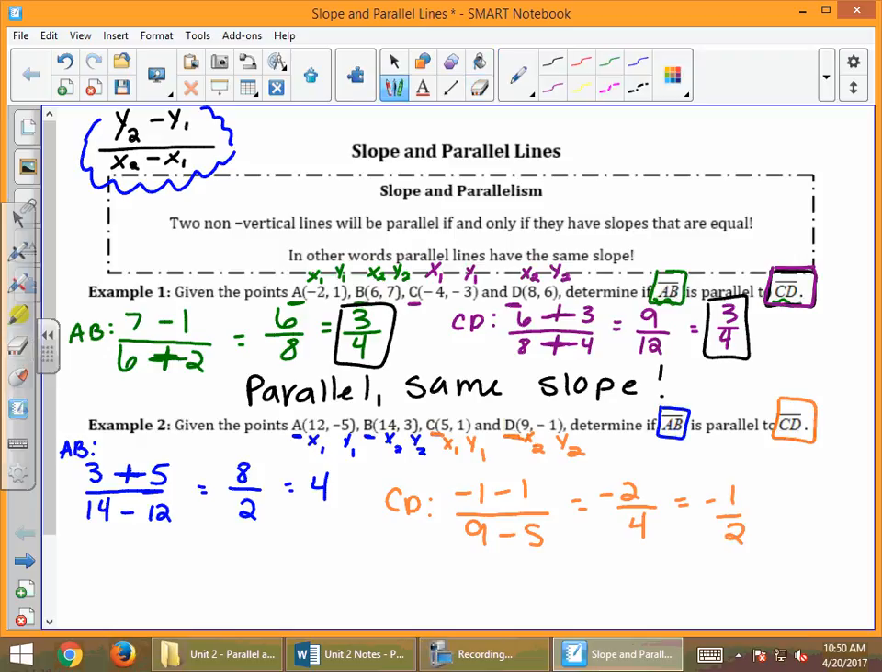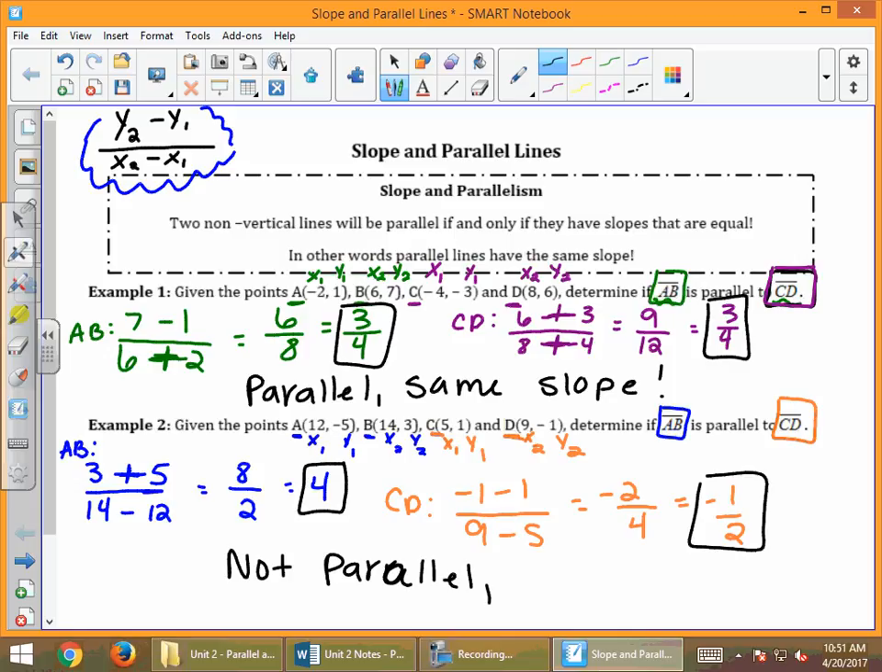Then again, if you look at the slopes, this is -1/2. This is 4. Those slopes are not the same, so these lines would not be parallel. Meaning they're going to intersect at some point because the slopes are different. Different slopes. So sad, they're not parallel.